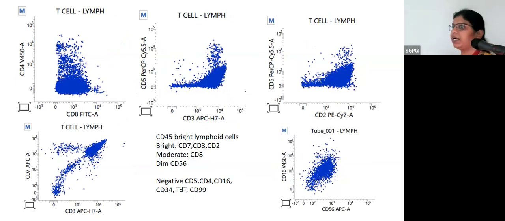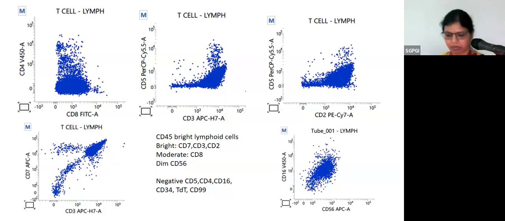Now coming to the T cell tube, what we can see is there are some cells which are positive for CD4, and these cells are showing some degree of CD8 expression. Then majority of your cells are negative for CD5; this is some residual normal population showing CD5. Then they are positive for CD2, and you can see they are nicely expressing CD7 and CD3. And there's some degree of CD56 expression, however, CD16 appears to be dim.